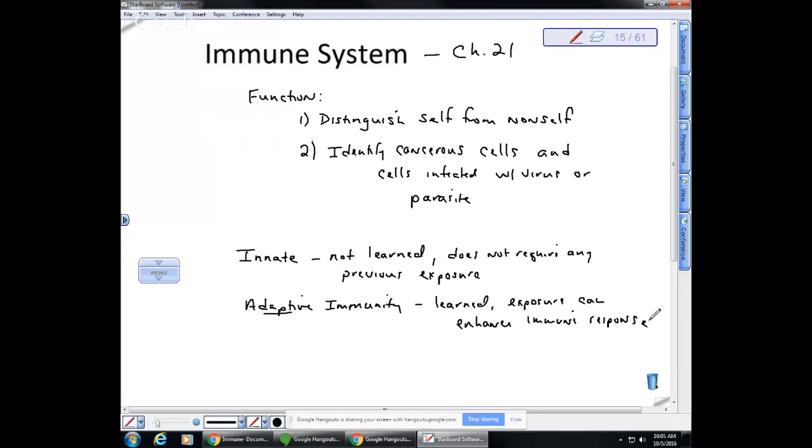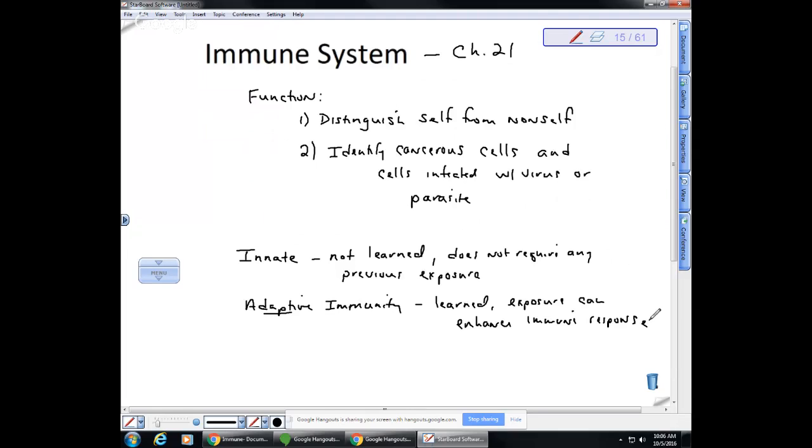And so it's adaptive. So I don't think that they found any adaptive immunity in invertebrates. So it is only found in vertebrates like fish, right? Amphibians, reptiles, birds, mammals, we're all vertebrates, right? So that's the adaptive immunity.